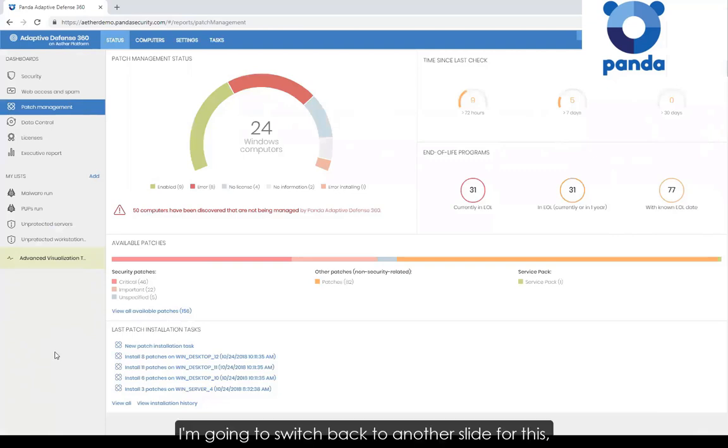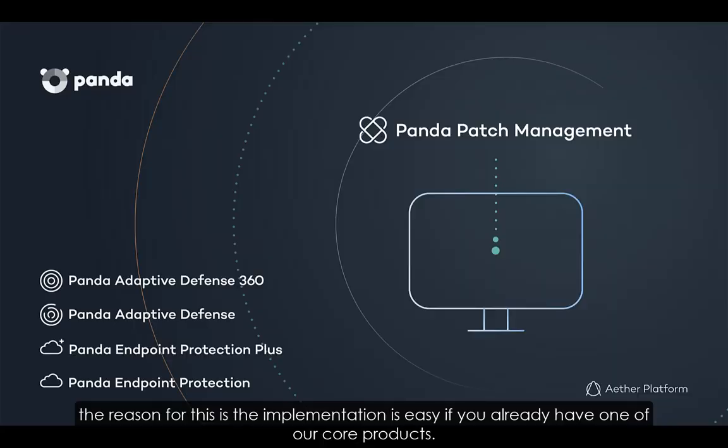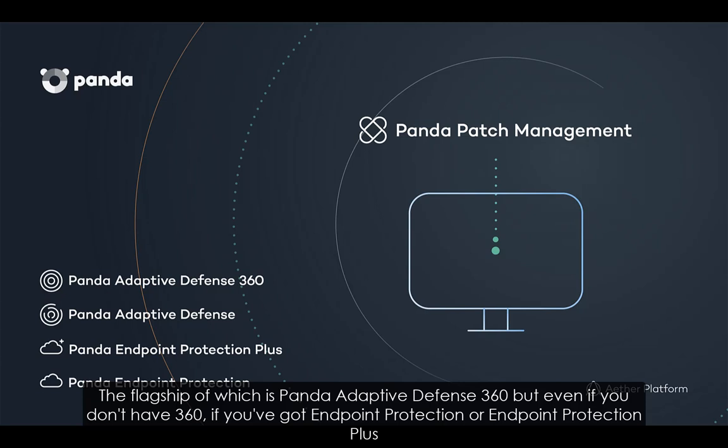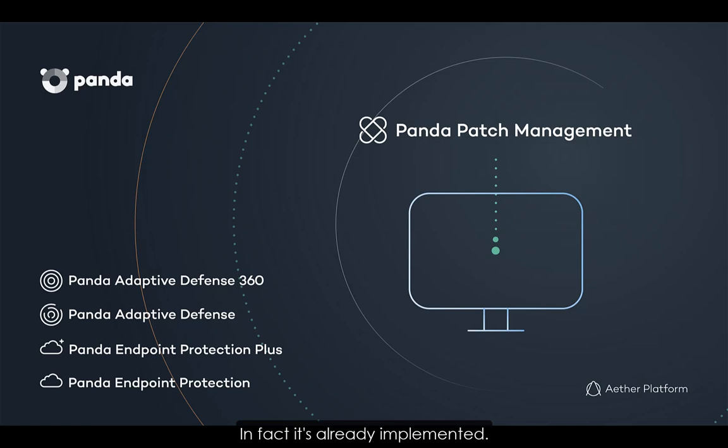I'm going to switch back to another slide for this. And you'll see that I've just got Adaptive Defense 360 up. The reason for this is the implementation is easy. If you already have one of our core products, the flagship of which is Adaptive Defense 360. But if you don't have 360, if you've got Endpoint Protection or Endpoint Protection Plus, then you already have everything that you need to implement this. In fact, it's already implemented. We use the same agent, so it's a unified solution.